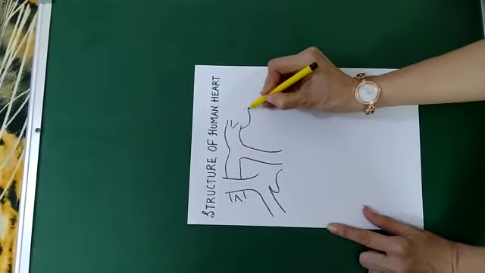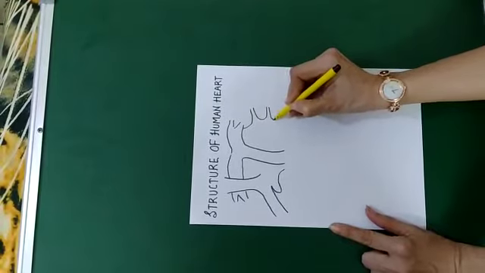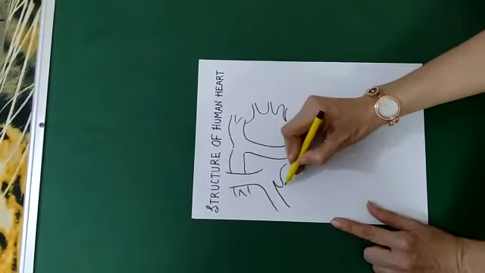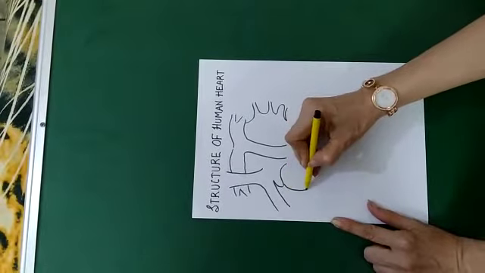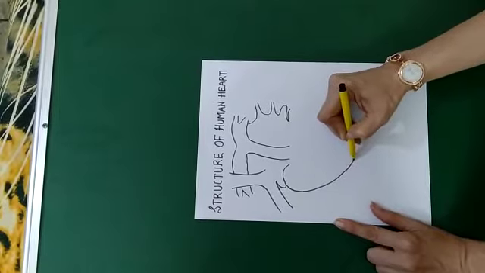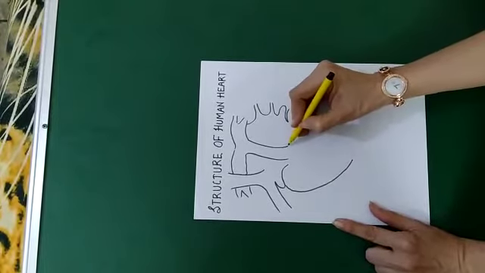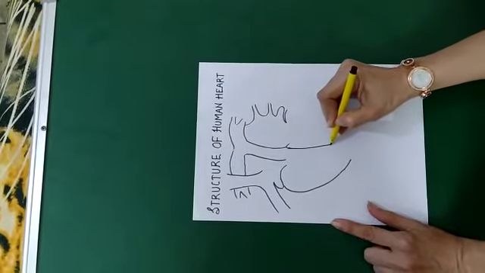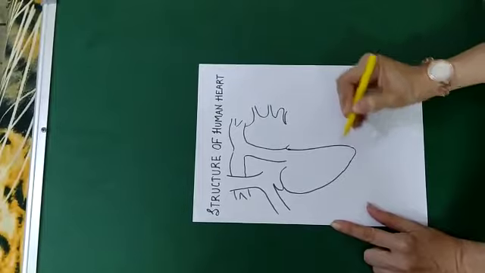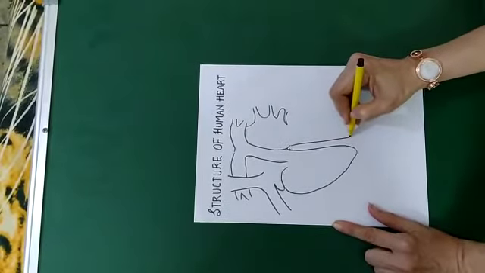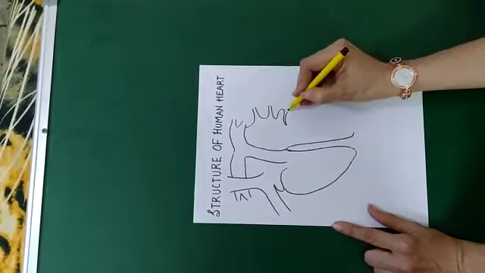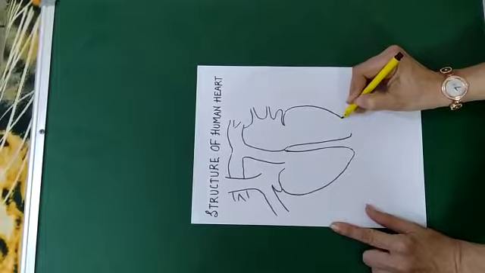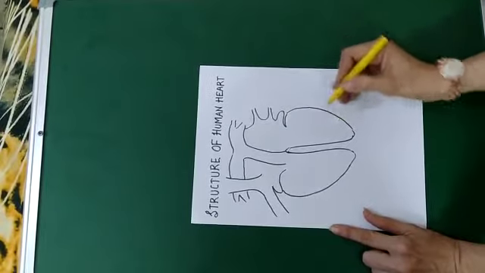Then I will continue with the left atrium, a curve like this here, and I'll stop here. Then I will continue with the right ventricle. Now since we know the human heart is four chambered, both the ventricles are divided, they are partitioned. I will draw a partition here so that two ventricles are equally divided. Now I am continuing with the left ventricle.